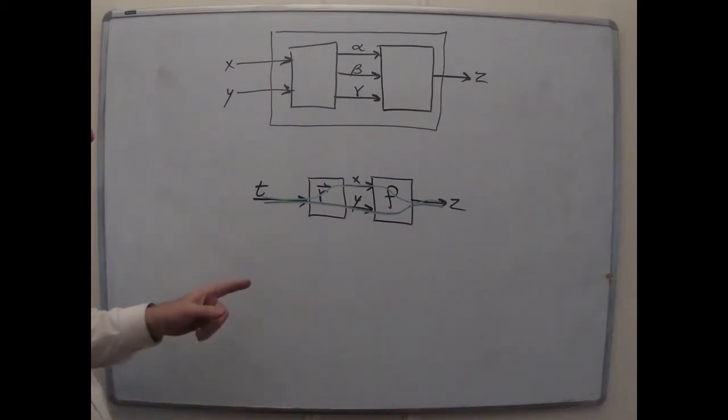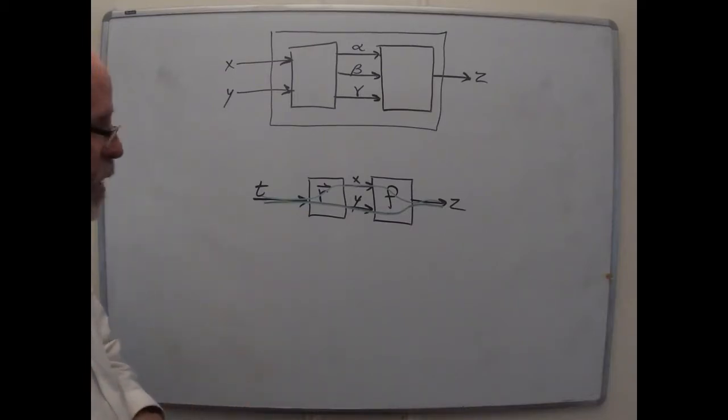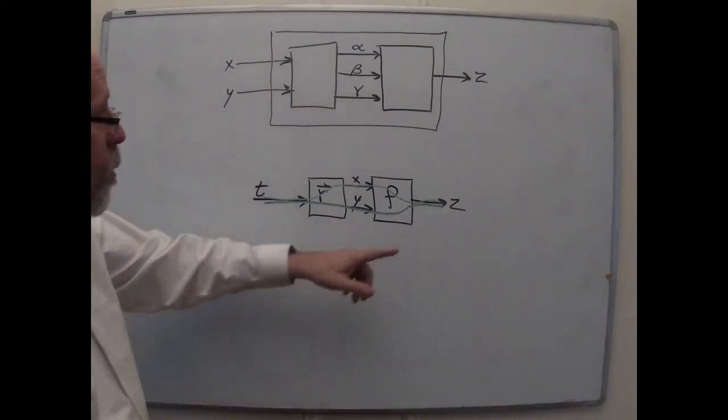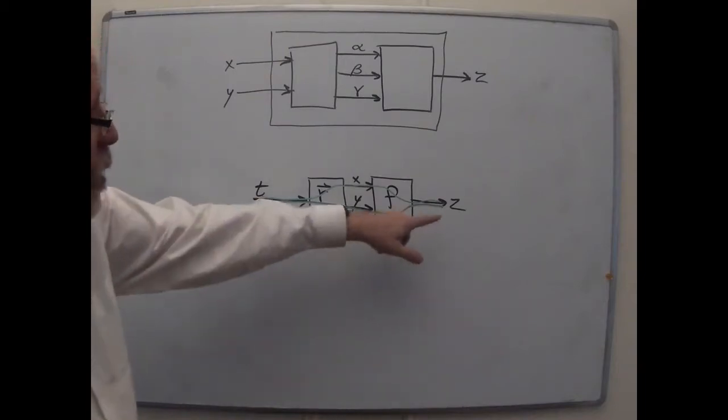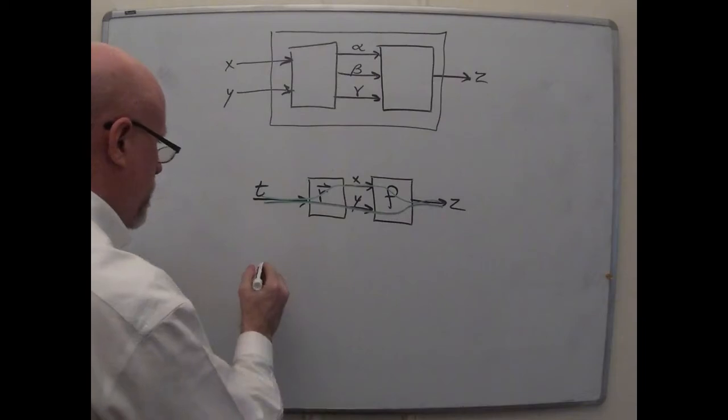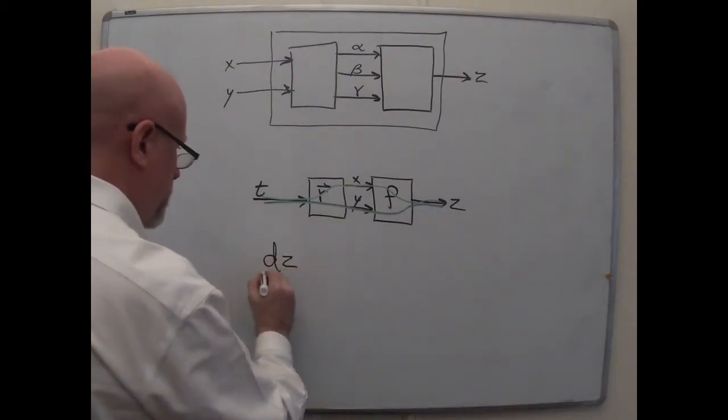Well, for each path, we're going to do the 1 variable chain rule. And then we'll just add them together. And it turns out that is the right thing to do to get the derivative. What would you call the derivative of this overall thing? It would be, z is the output, t is the input, that's dz dt.